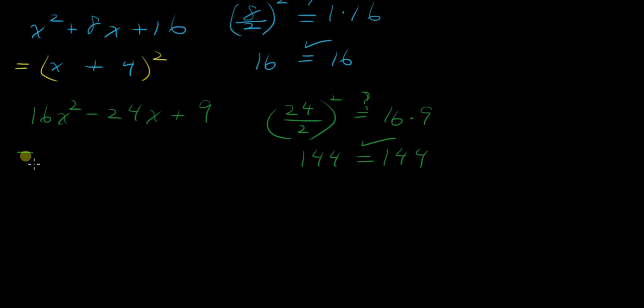So all we do to factor it is parenthesis and a square root of the first term, that's going to be 4x. Square root of the last term is 3. Put this sign down here, and we're done.